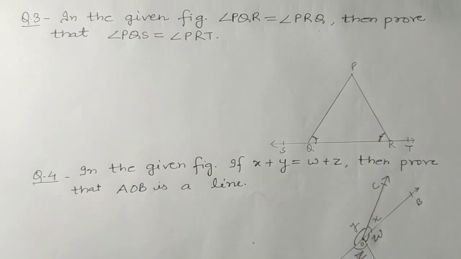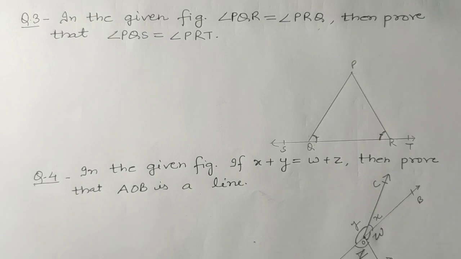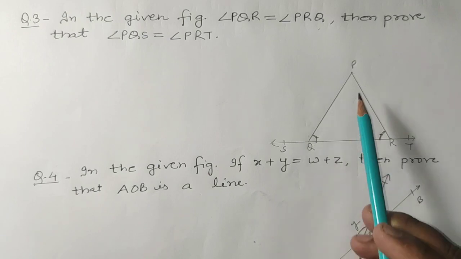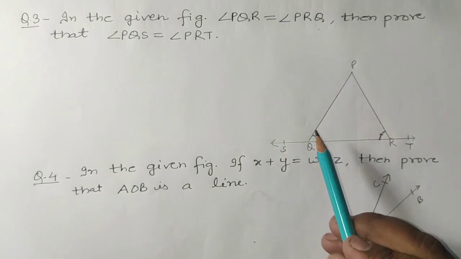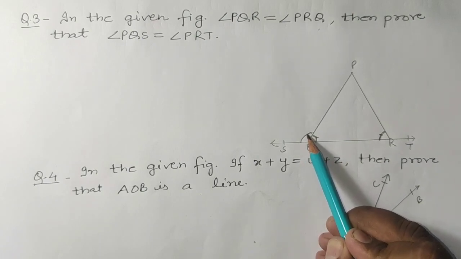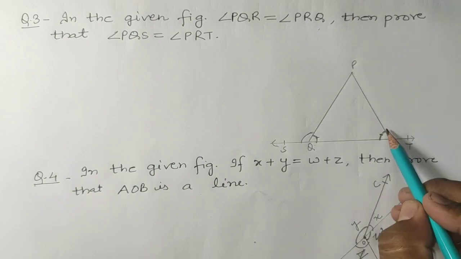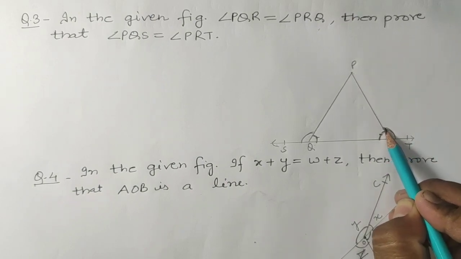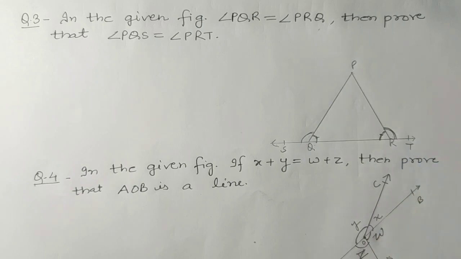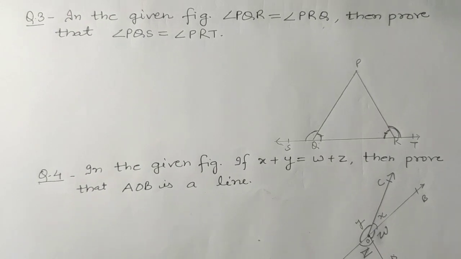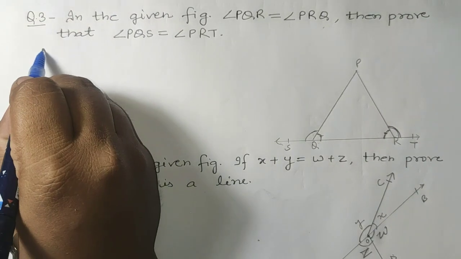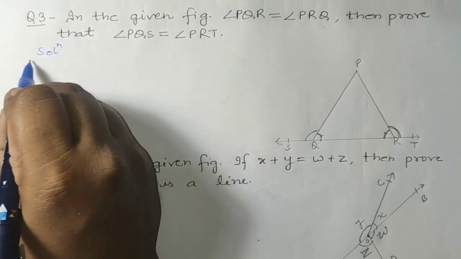Now what do we have to prove? We have to prove that angle PQS, means this angle, is equal to angle PRT. Which angle is PRT? PRT means this angle. So this we have to prove. How will we do this question? Let us see. From the figure we can solve this question.